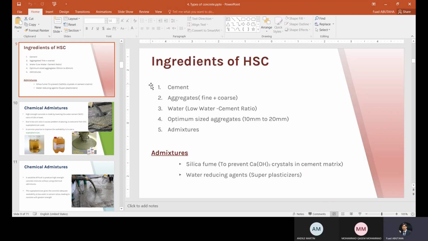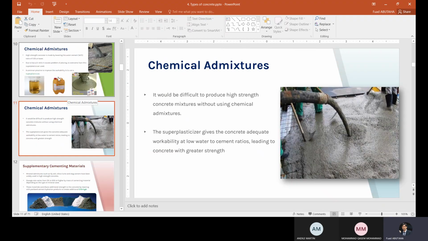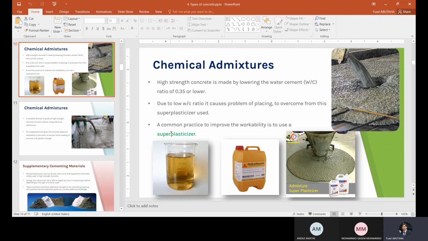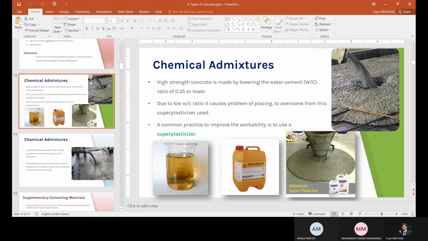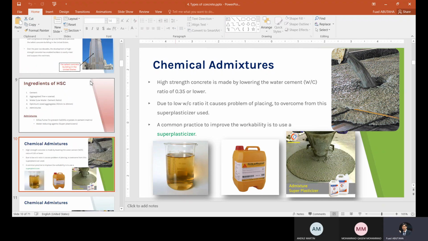But we can design normal strength concrete. It's easy to design normal strength concrete and achieve good workability without super plasticizer. But in high strength concrete, it is difficult. It is almost impossible to design high strength concrete without super plasticizer. Why? Because in normal concrete, we use a normal water cement ratio, which is acceptable and can give the required workability.